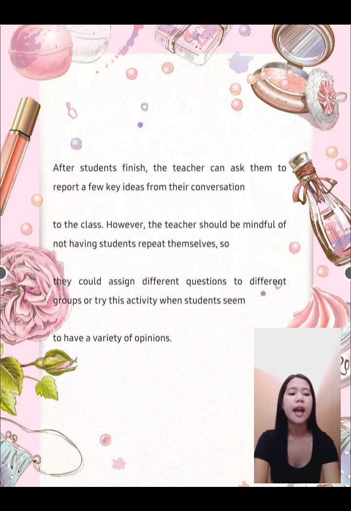The teacher can ask them to report a few key ideas from the conversation to the class. However, the teacher should be mindful of not having students repeat themselves, so they could assign different questions to different groups or try the activity when students seem to have a variety of options.